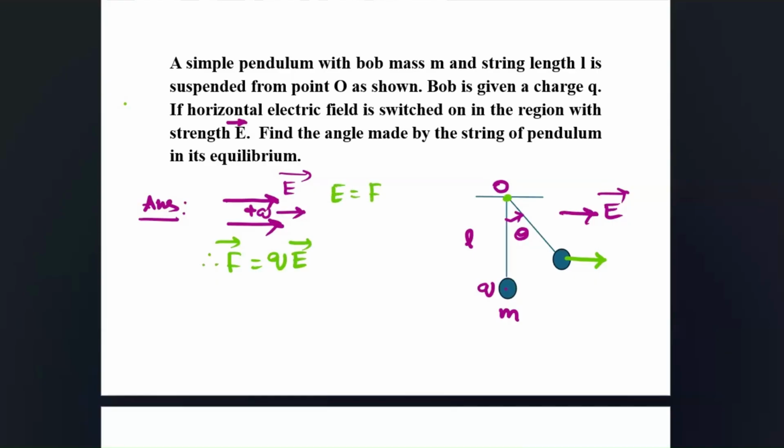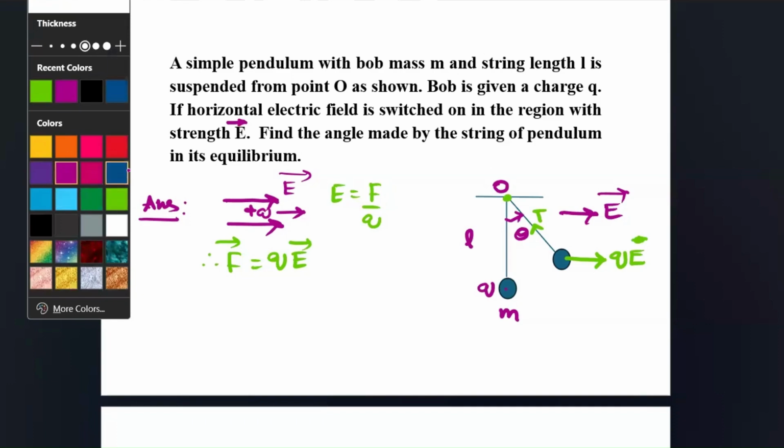Electric field strength is force per unit charge, F by Q. So F equals Q into E bar. How much force is acting on it? Q E bar; simply, the magnitude will be QE. Let the tension in the string be T. Let us resolve into components.